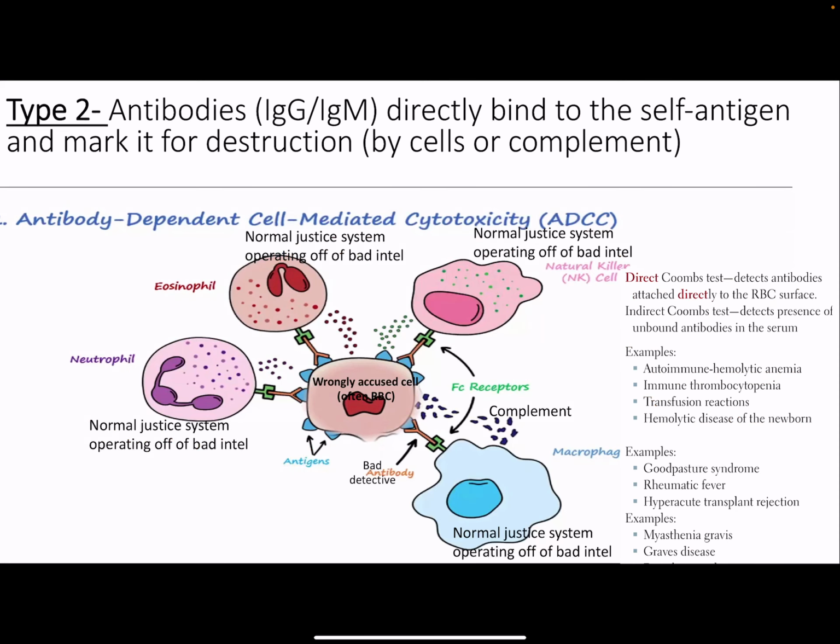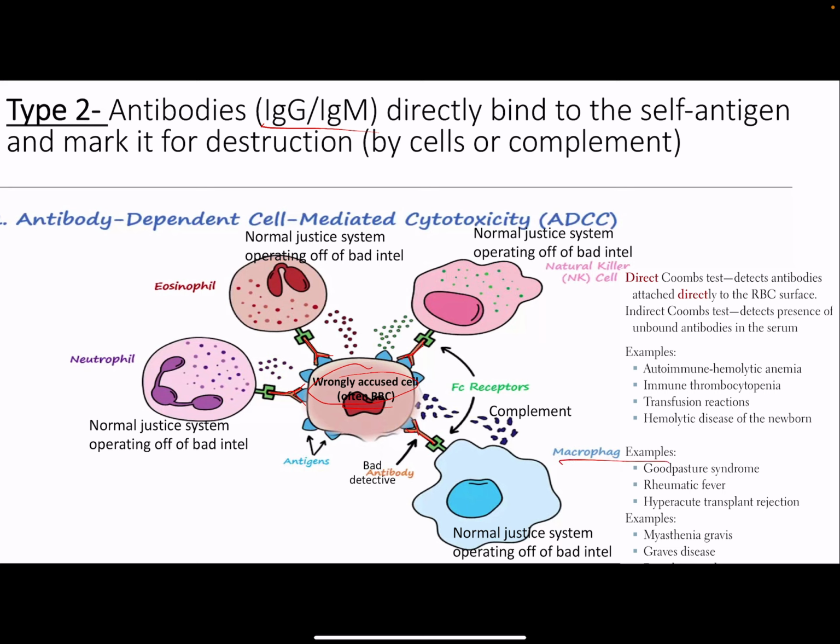Type 2. We said this is where antibodies are falsely accusing somebody of being bad, and then the rest of the cells, just being normal, kind of go off of that bad intel. It's going to be IgG and IgM, and they're going to stick to this cell. So this is a wrongly accused cell. Again, it's often a red blood cell, and they're sticking all over it to some antigen, which they think is a bad guy, but it's not a bad guy.